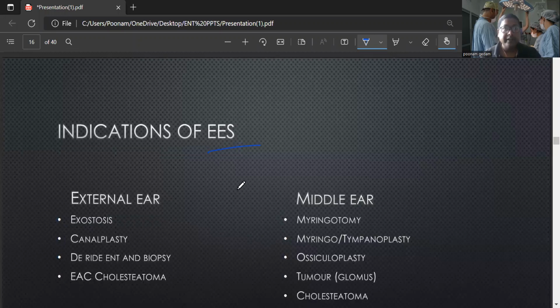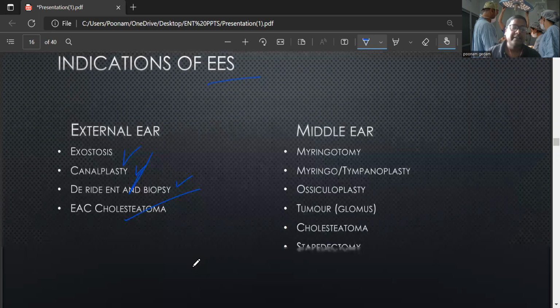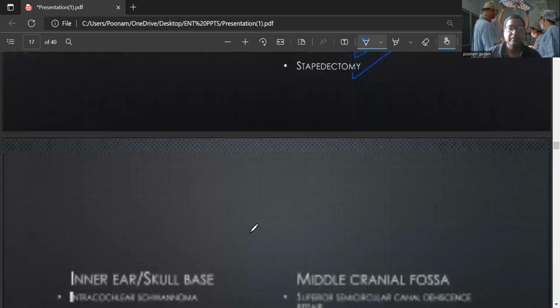So indications of endoscopic ear surgery. When we do endoscopic ear surgery, the indications from external ear pathology are canaloplasty, debridement and biopsy, external auditory canal cholesteatoma. Middle ear: what are the procedures in the middle ear which we can do through the endoscope? Myringotomy, tympanoplasty, ossiculoplasty, glomus, cholesteatoma, stapedectomy.